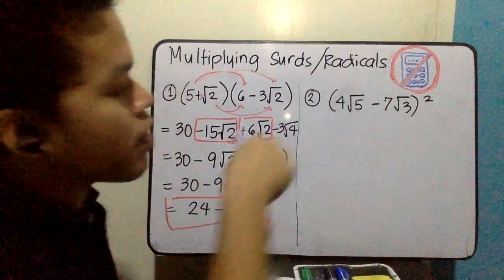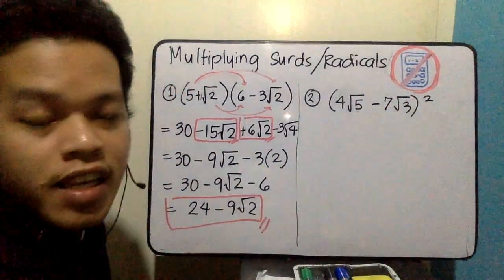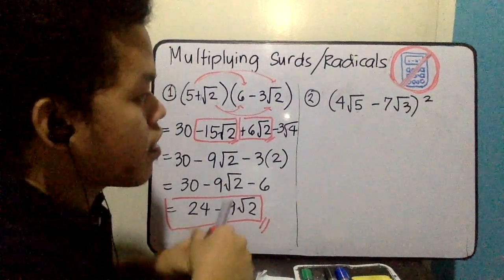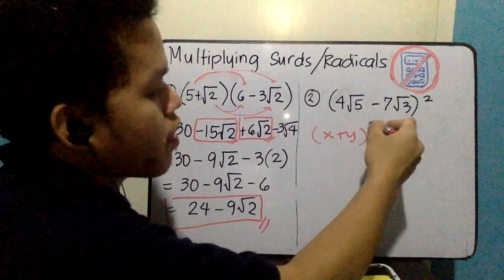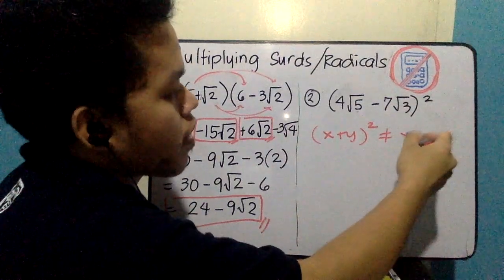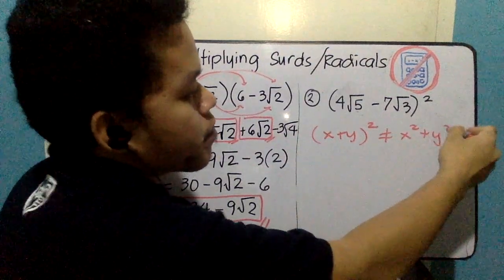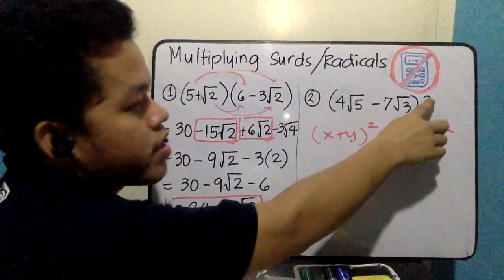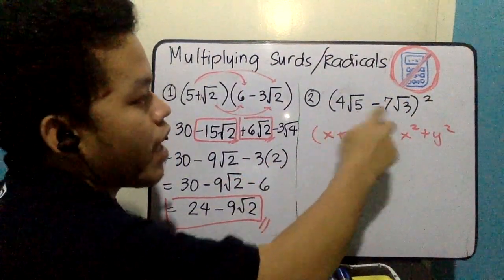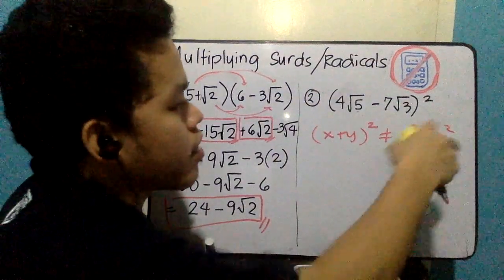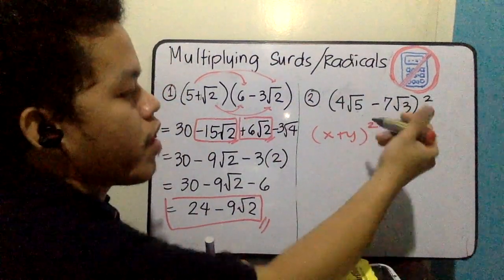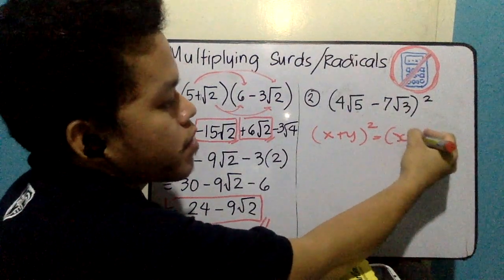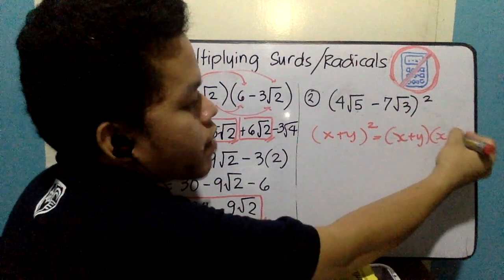The expression 4 square root of 5 minus 7 square root of 3 is under the power 2. Okay, and remember, x plus y, quantity squared, is not equal to x squared plus y squared. Okay, remember that one. So that means we cannot just distribute 2 to each of the items here, but rather x plus y, quantity squared, is equal to x plus y times itself, x plus y.